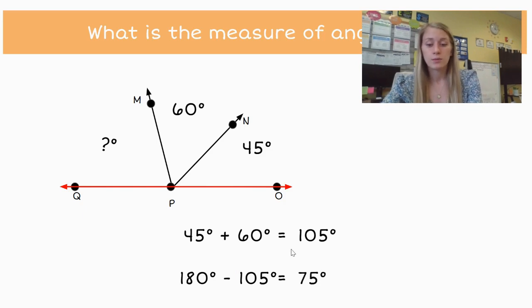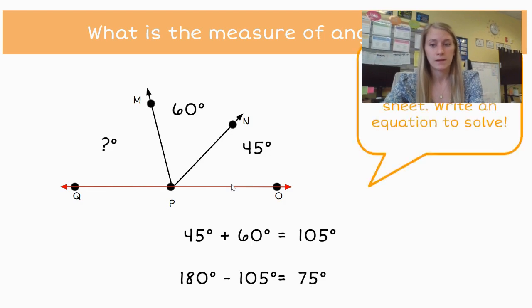Now we can always check our work and make sure 75 plus 45 plus 60 should add up to equal 180 degrees. If you are doing this, try the next two problems on your sheet and write an equation to solve.